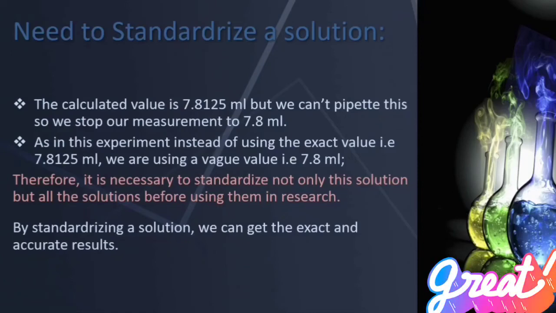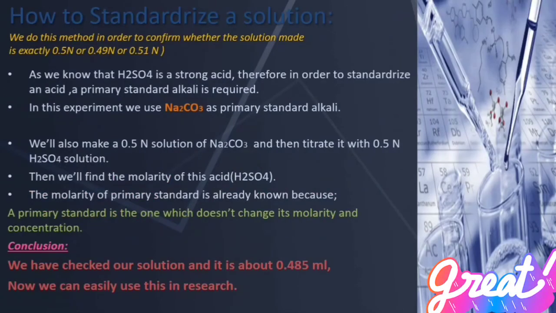As in this experiment, instead of using the exact value, that is 7.8125 ml, we are using an approximate value, that is 7.8 ml. As we are using an approximate value, not exact, that is why we need to standardize this solution. Not only this, but all solutions, so that we can use them in research and get accurate results. So how to standardize a solution?